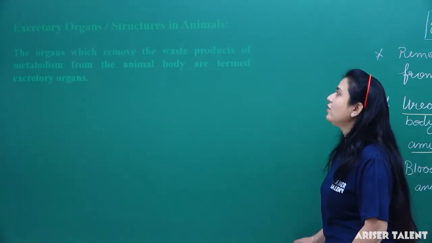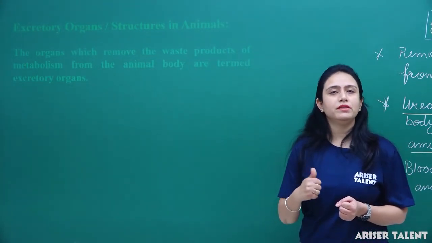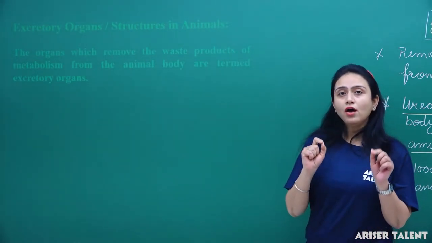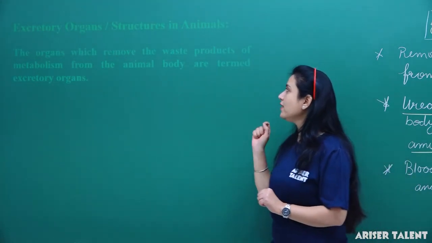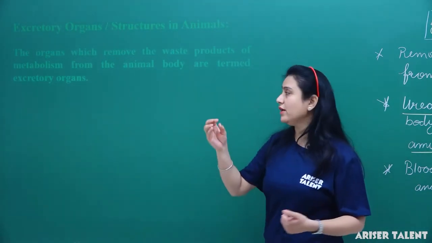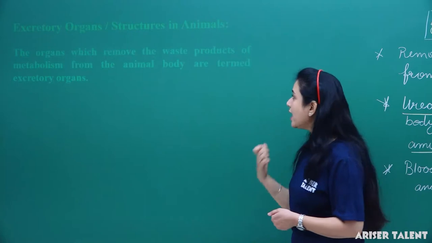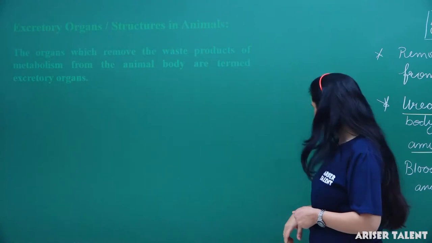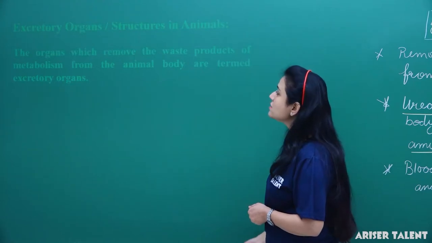Next is excretory organs. What are excretory organs? The organs which help in excretion are known as excretory organs. Here is the definition: the organs which remove the waste products of metabolism from the animal body are termed excretory organs. We can understand it from the term itself: the organs which help in the removal of waste products from the body. Now we are going to talk about the excretory organs in different animals.